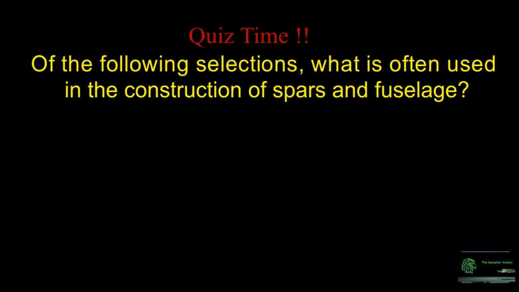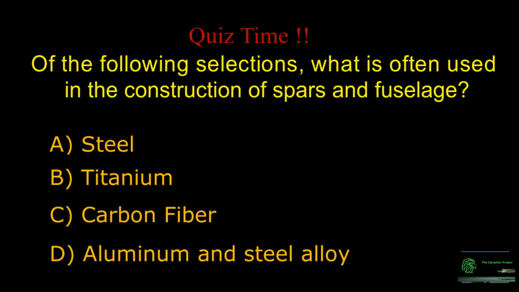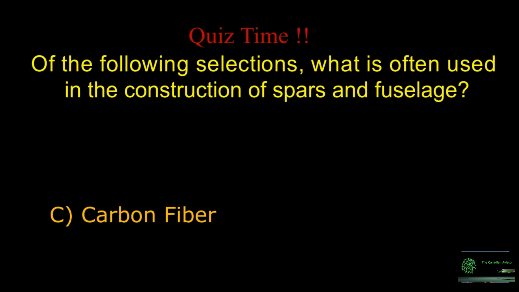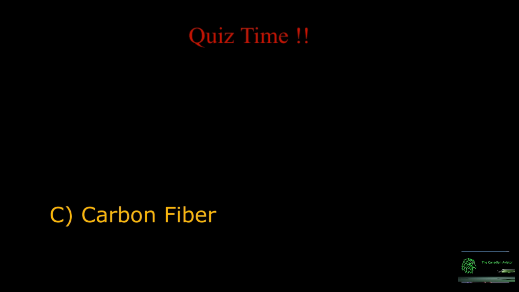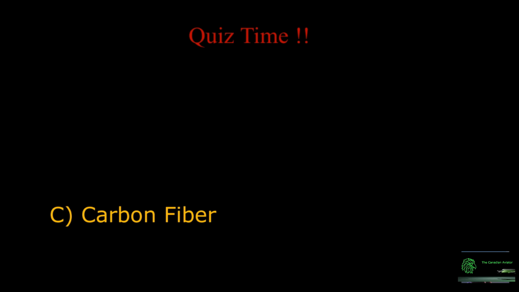Of the following selections, what is often used in the construction of spars and fuselage? A. Steel. B. Titanium. C. Carbon fiber. Or D. Aluminum and steel alloy. The right answer is C. Carbon fiber. In the past, they used aluminum and steel alloy to build parts and components like the fuselage. But Transport Canada wants you to consider carbon fiber as the most common option on multiple choice questions.